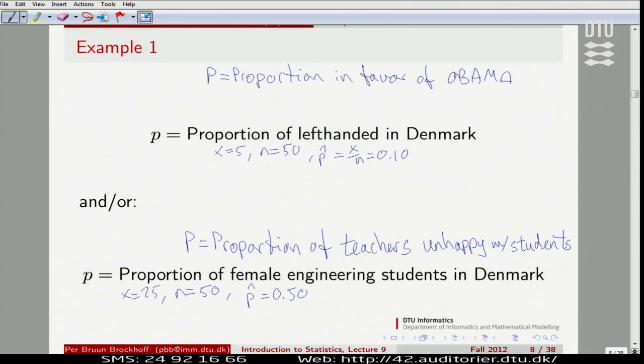Proportion in favor of Obama, actually. Let's say it was, taking your own poll from last week, the proportion of you. I mean, you're not going to vote. Obama would love it if that was the case. We had, let me see, 47 out of 49 actually in favor of Obama. That's almost 96%, right? That's a pretty nice poll for Obama.